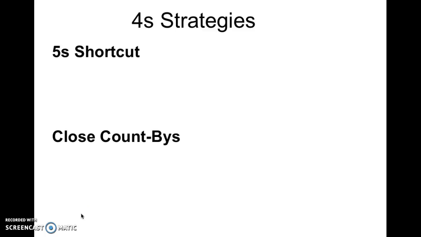All right, now these strategies are very similar, or pretty much the same as our strategies we use for our 3s, but we'll review them really quick. So for the 5s shortcut, let's say I'm trying to figure out what 7 times 4 is. I can't remember what 7 times 4 is. You can always multiply the number by 5 if you know your 5s really well. So let's start with 5 times 4, which we know is 20.